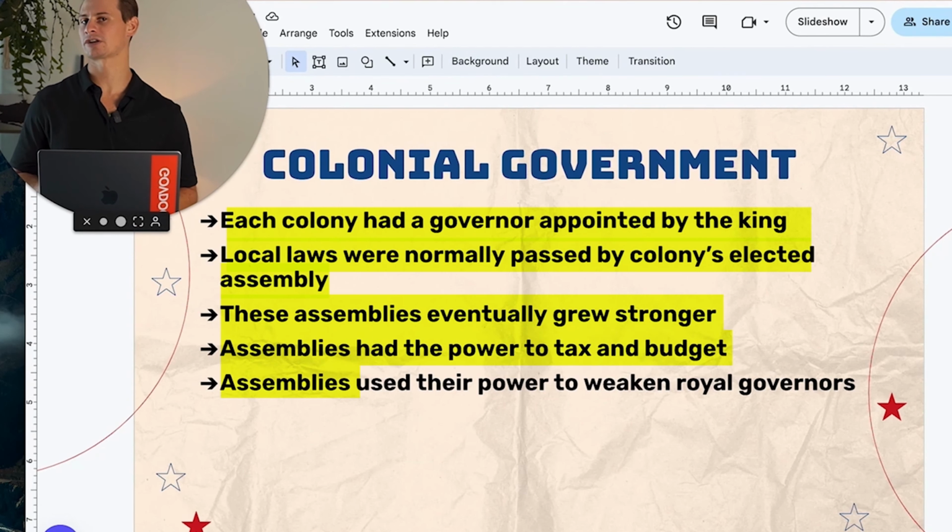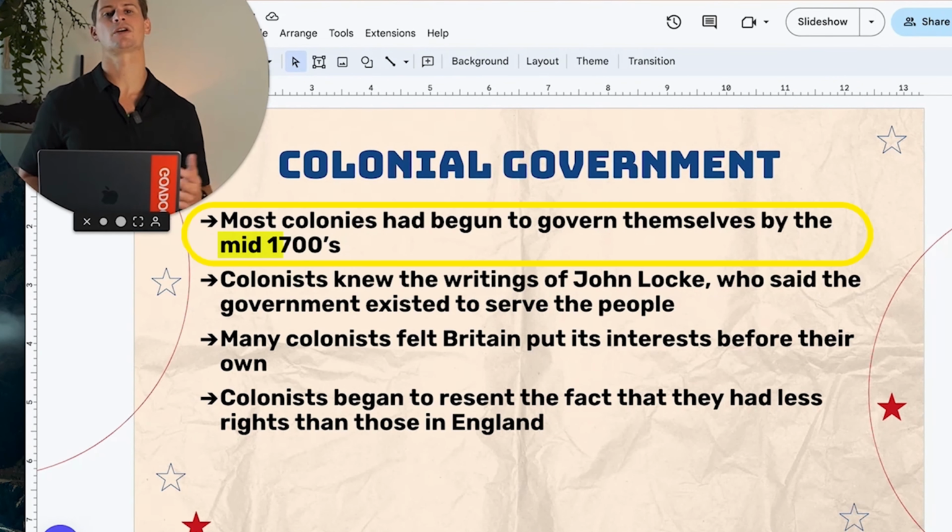And these assemblies are going to start to use their power to weaken the royal governors, right? So these elected assemblies full of colonists are going to actively try to weaken the power of the government because, again, that shift is occurring. They are seeing themselves as American colonists. They are not seeing themselves as English subjects anymore. By the mid-1700s, a lot of the colonies are actually going to be governing themselves.